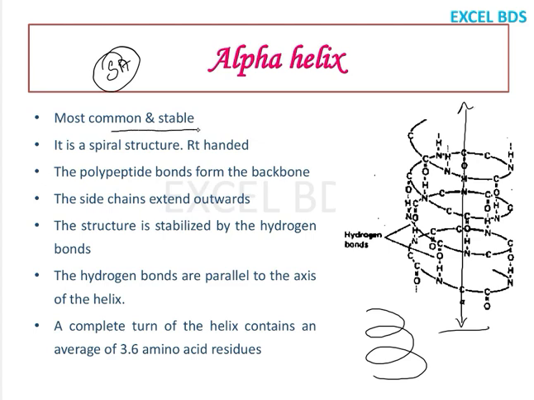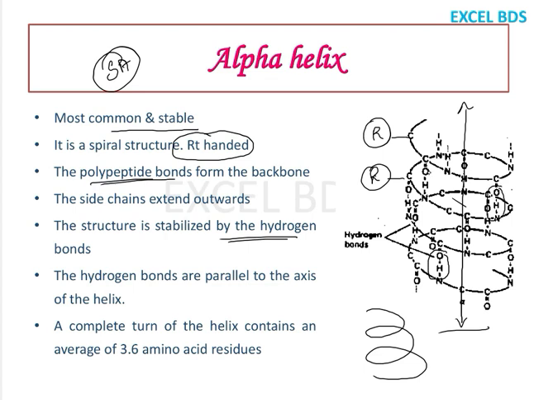So this is the most common and stable orientation. It is a right-handed spiral, and the peptide bond forms the backbone of this chain. The R groups are extended outwards because if they are inwards, there is no space within the structure, so they have to be outwards. The structural stability is by the hydrogen bonds. You can see here the formation of hydrogen bonds. So hydrogen bonds will give the stability to the secondary level of protein, which is the alpha helical structure.